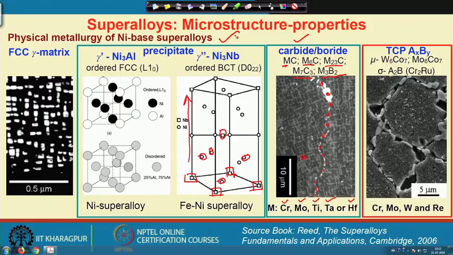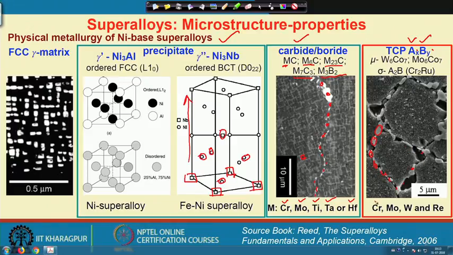Now, there are also some undesired phases that evolve due to improper composition selection, or some sort of improper heat treatment or treatment of the alloy. These are the topologically close packed phases, which we call AxBy. This just represents that A and B are two different elements, and x and y are their stoichiometry. These topologically close packed phases are very undesirable, and they mostly form at the grain boundary and cause cracking during service life.